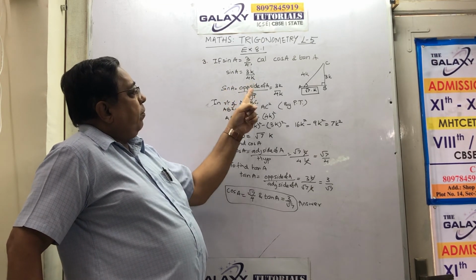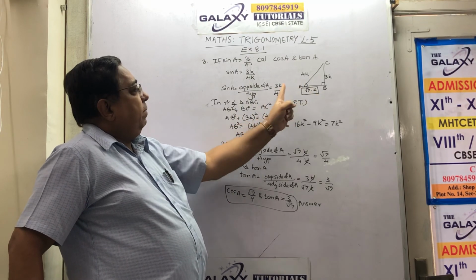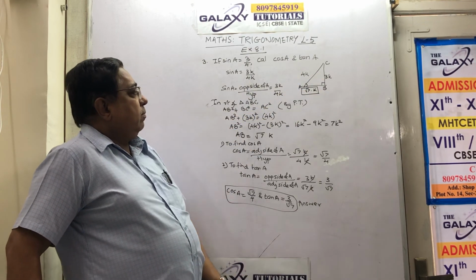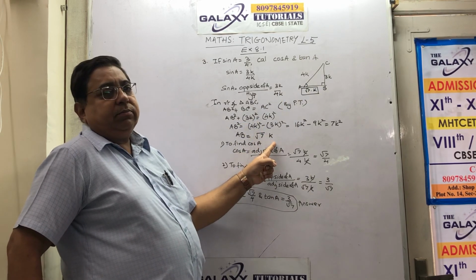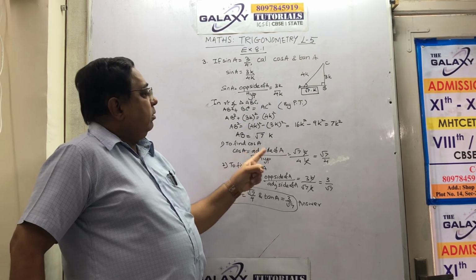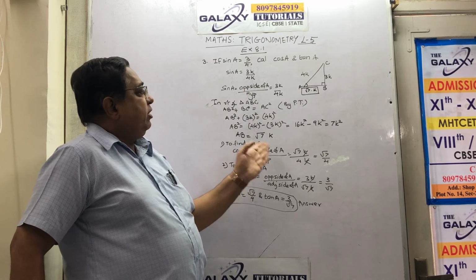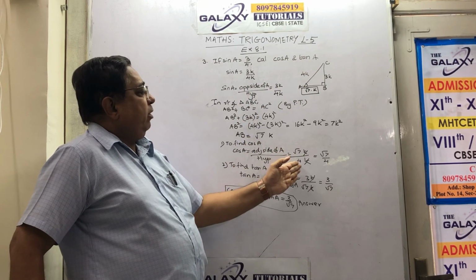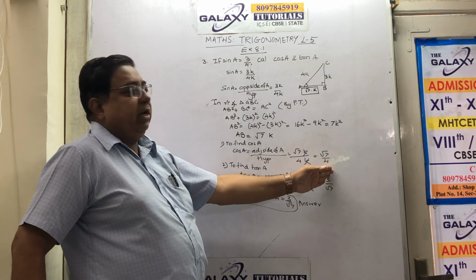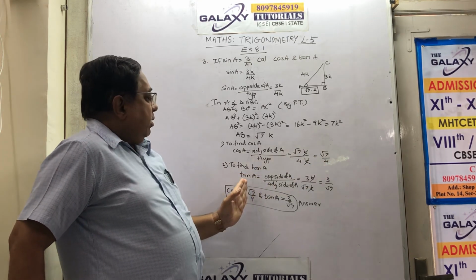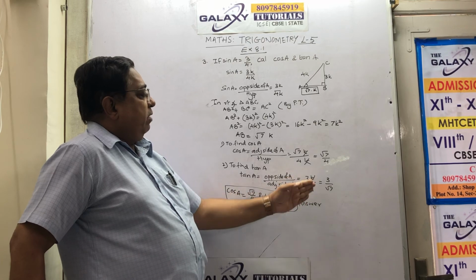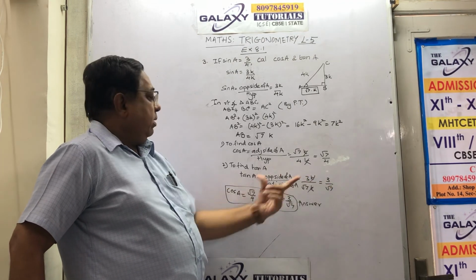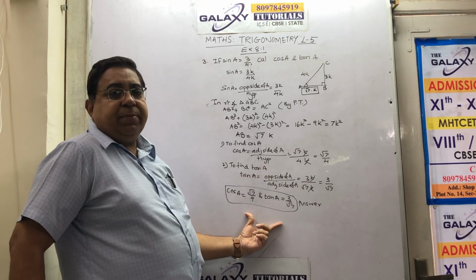Sine is opposite upon hypotenuse. Draw a triangle. Place the sides. Use Pythagoras. Find the third side. Now cos is adjacent upon hypotenuse. Substitute the values. K will cancel. Only numbers will remain. Tan A is opposite upon adjacent. Substitute the values. K will cancel. Only the numbers will remain. Write the answer down separately.